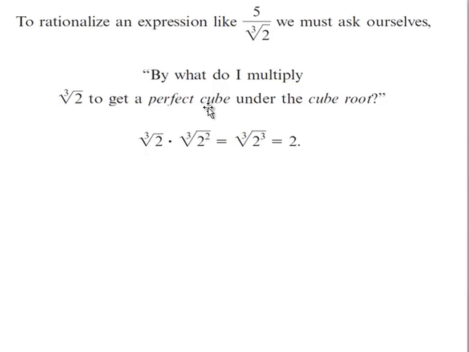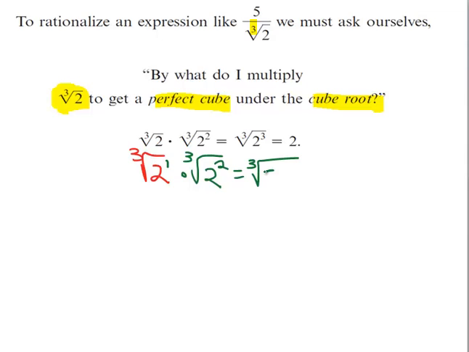So, to rationalize an expression like this with the higher root and the index, we have to ask ourselves, what can I multiply this by to get a perfect cube under the cube root? Well, we have the cube root of 2 to the 1, and you have to multiply that by the cube root of 2 to the 2 to get the cube root of 2 to the 1 times 2 to the 2.